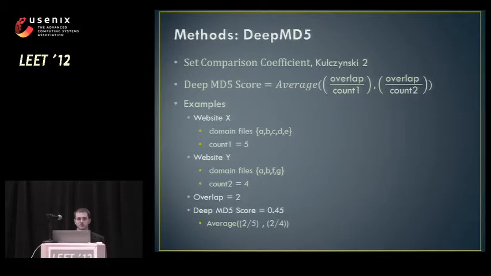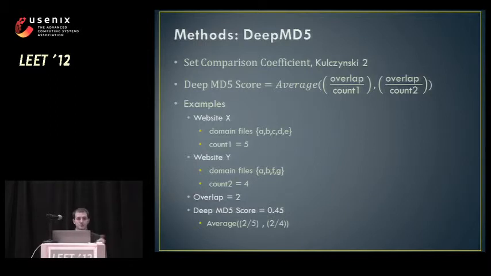Then, because the counts between the two different phishing sites can differ, we're going to average the two different counts by saying the overlap between the two phish over the count 1 of phish 1, and the overlap over the count 2, and then take an average of those to give us a kind of reasonable weight between the two different file sets. So for example, we have website X, it's got 5 different support files. We have website Y, which has 4 different support files.